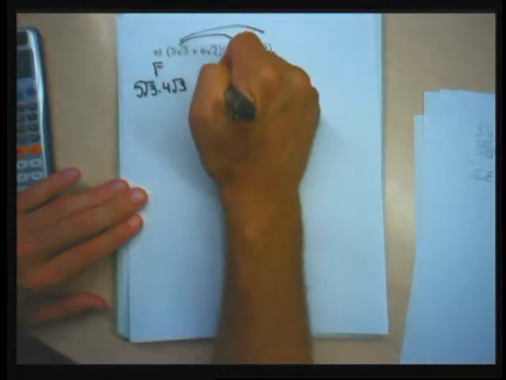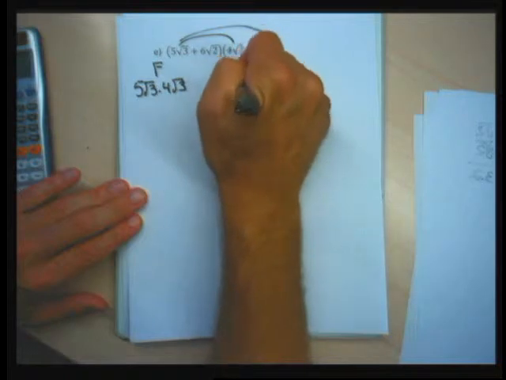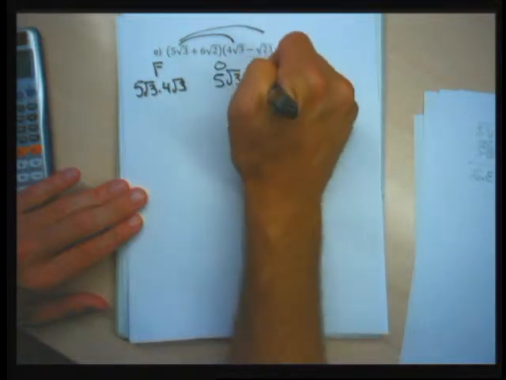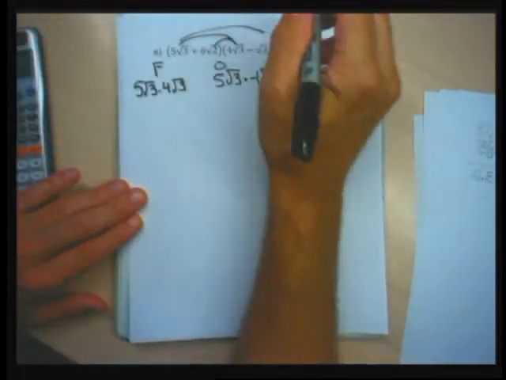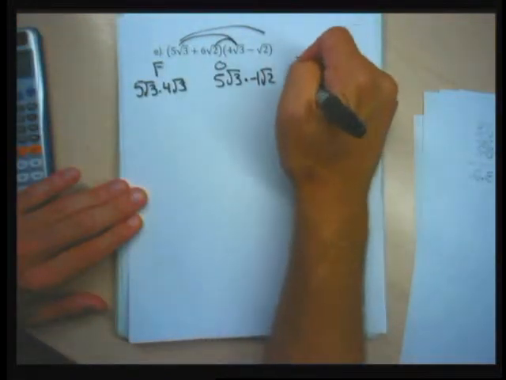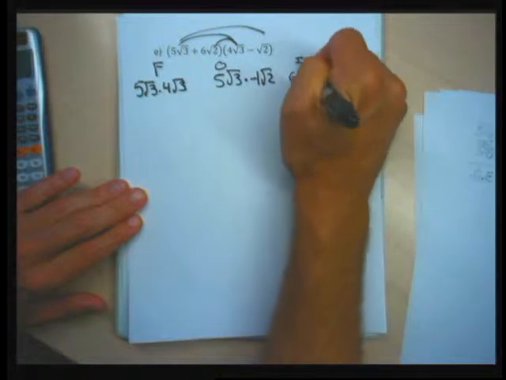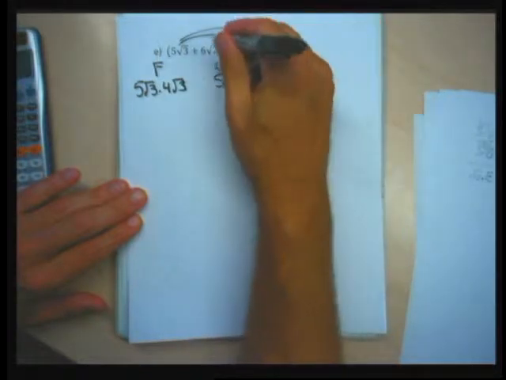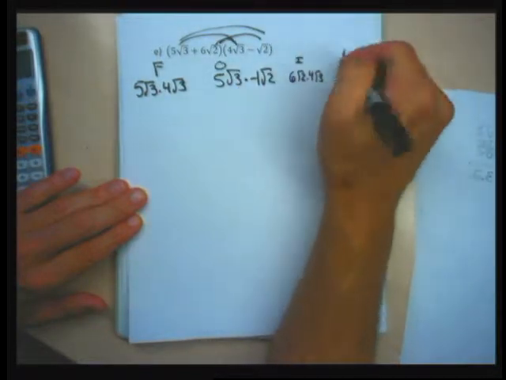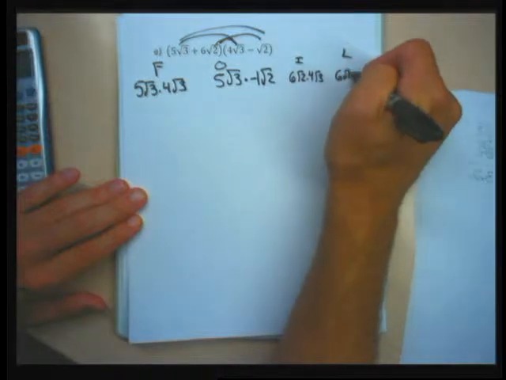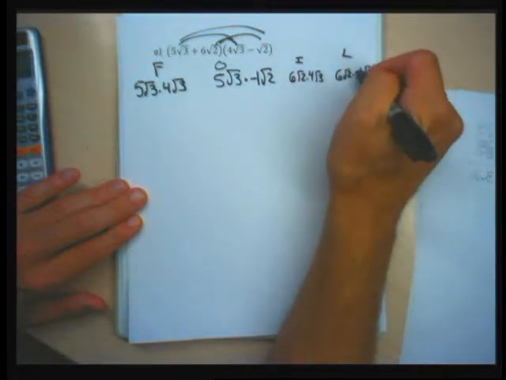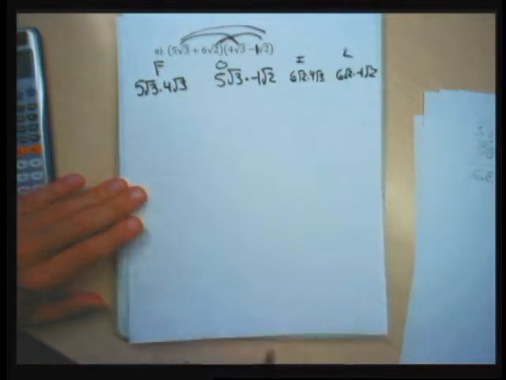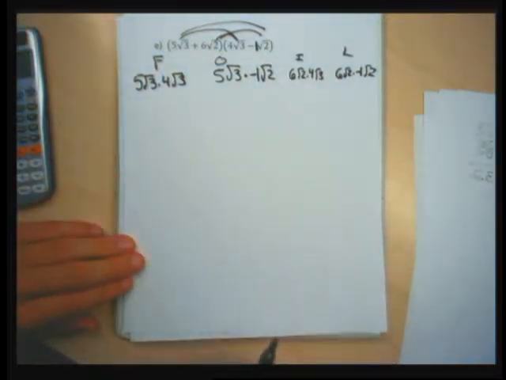Outers are 5 square root of 3 times, I'm going to emphasize, minus 1 square root of 2. Again, I like having that 1 there. It helps me multiply. The inners are 6 square root of 2 times 4 square root of 3. And the lasts are 6 square root of 2 times negative 1 square root of 2. Again, I threw that negative 1 there. It just makes it easier for me to do the multiplication.